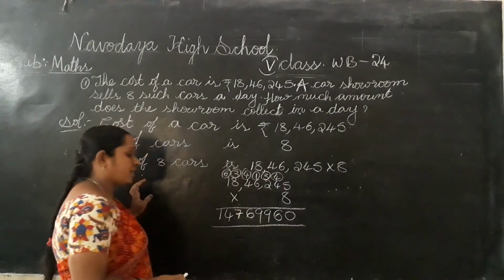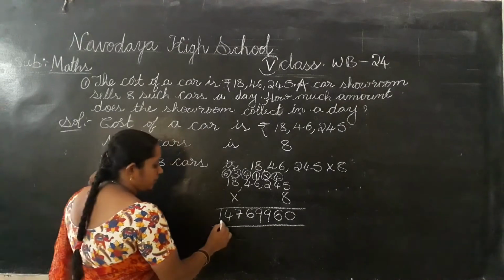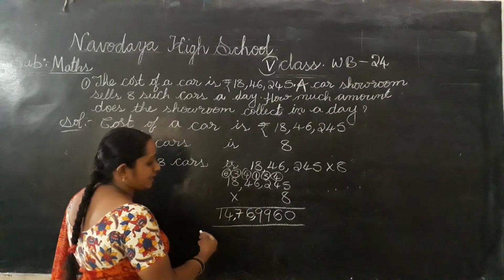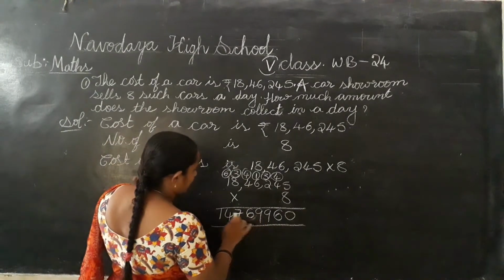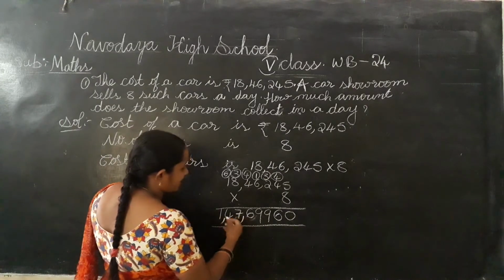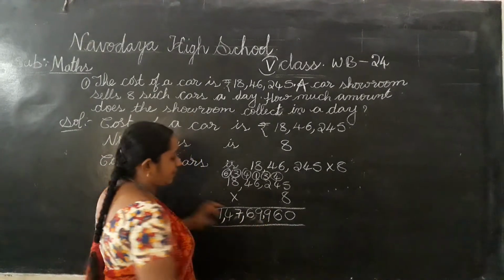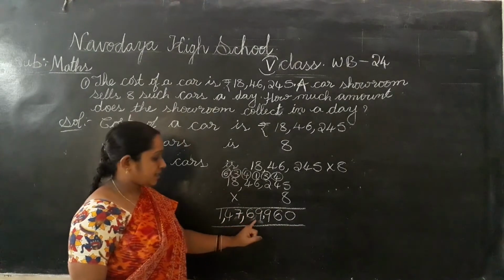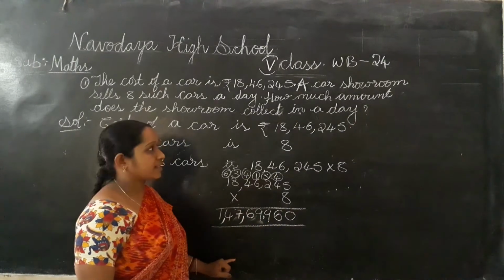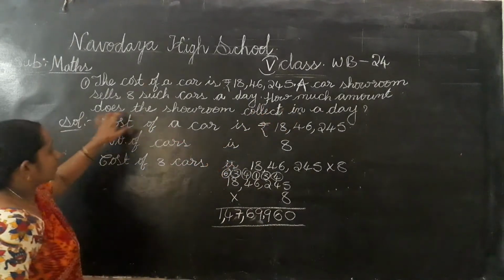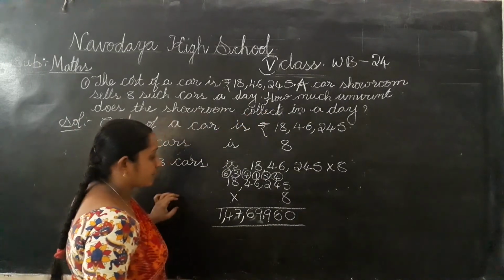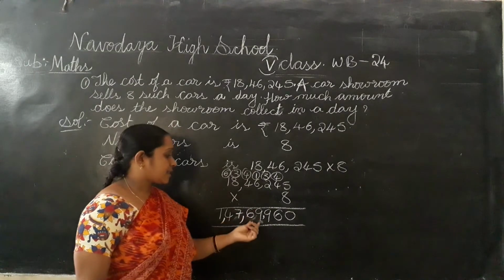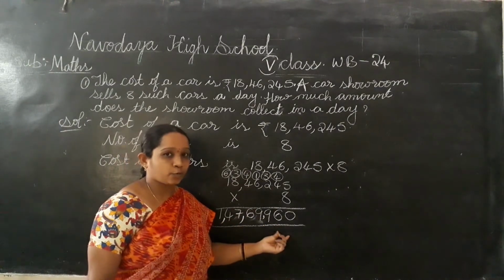So what is the cost of 8 cars? Sorry children, 1 crore 47 lakhs 69,960. So how much amount does the showroom collect in a day? The showroom collects rupees 1 crore 47 lakhs 69,960 rupees in a day.